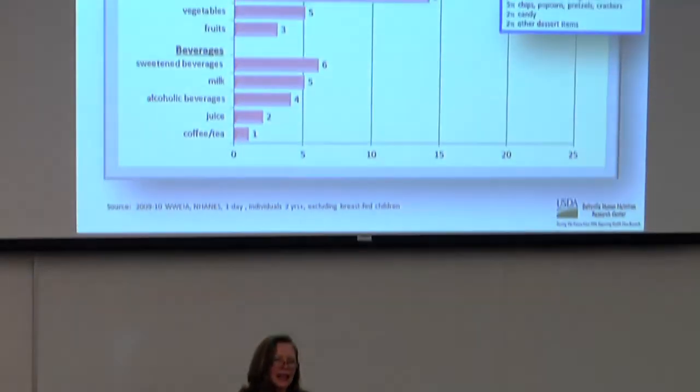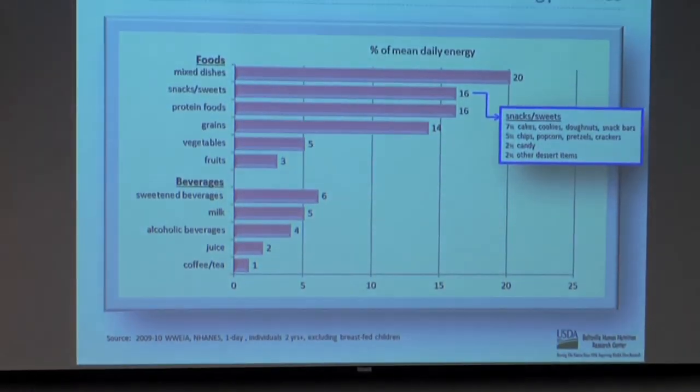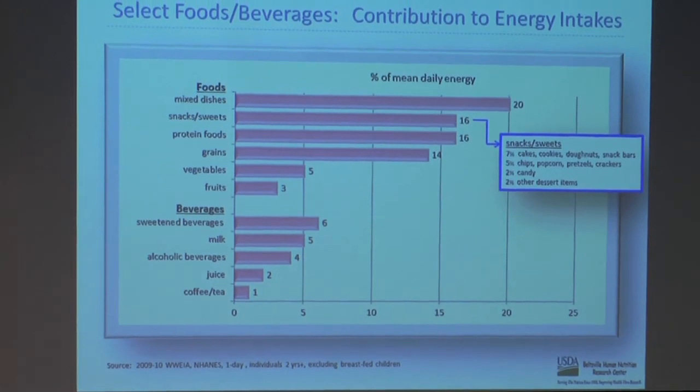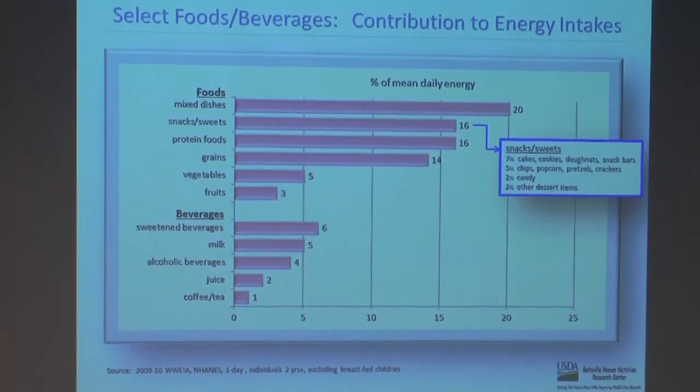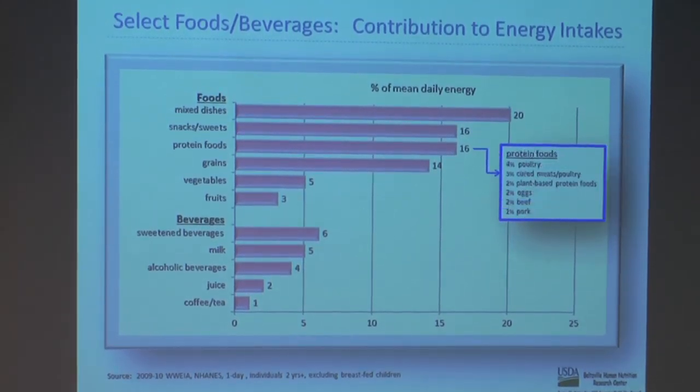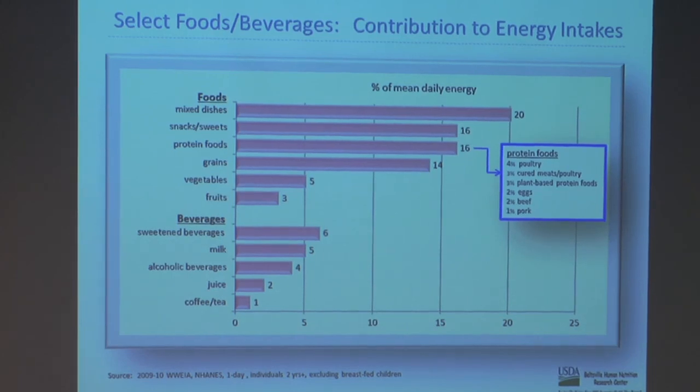Okay, snacks and sweets, what accounts for those? Cakes, cookies, donuts account for half of the calories in the snacks and sweets, followed by the other things that you can see on the slide. Protein foods, poultry is the major source of calories from protein foods. It has surpassed beef in this country.